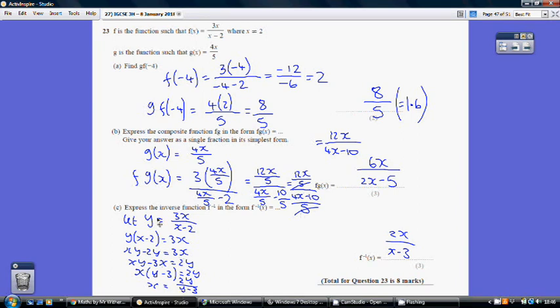Now remember, y is something you've just introduced into the question. It can't be part of your answer. So your final answer is your inverse function equals 2 lots of x divided by x minus 3.